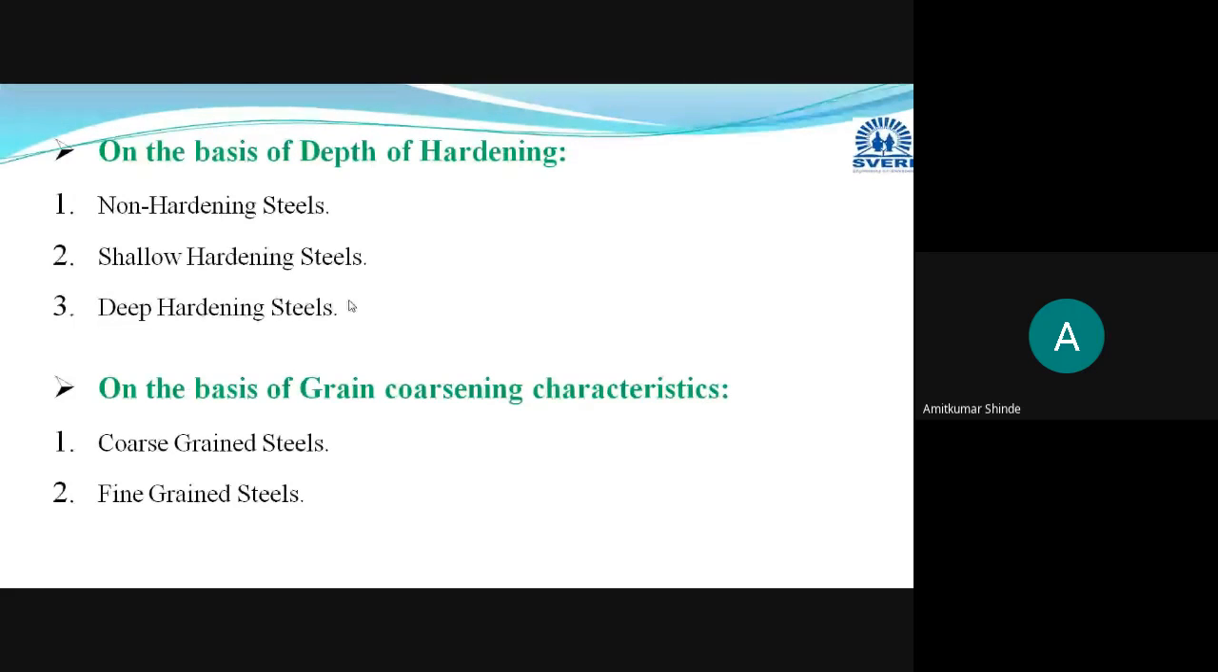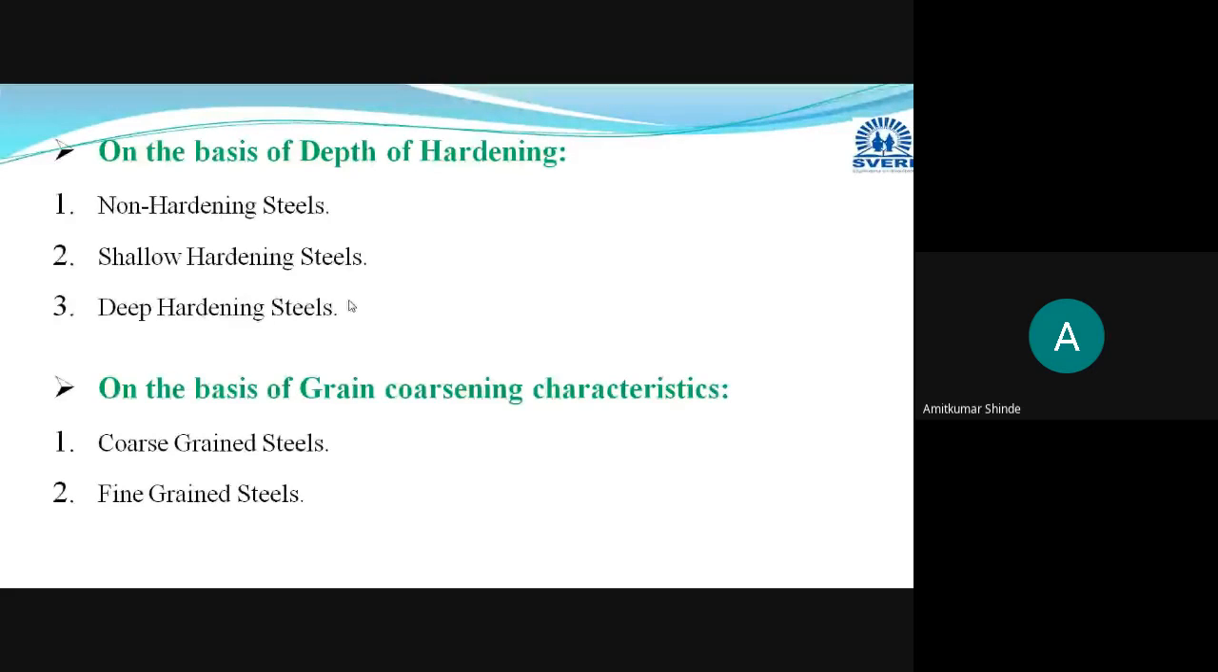And in deep hardening steels, a high percentage of carbon will be present, and some amount of alloying elements may be there in some other kinds of steels other than plain carbon steel. For high carbon steel, as the percentage of carbon is high, you can do the hardening with higher depths of hardening. And some alloy steels also come under this category of deep hardening steels.